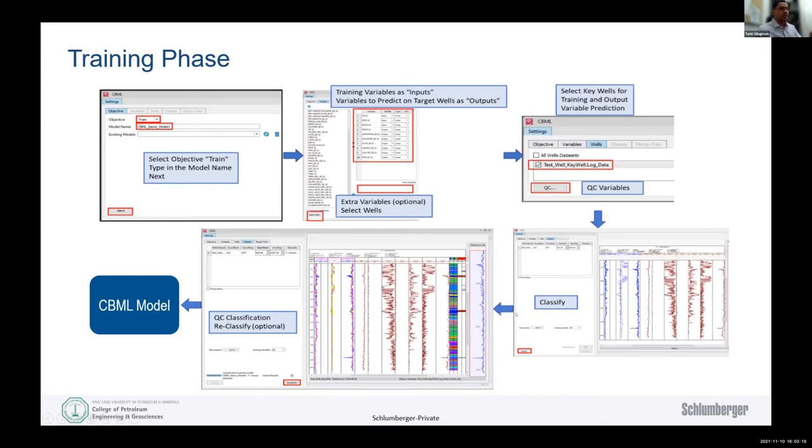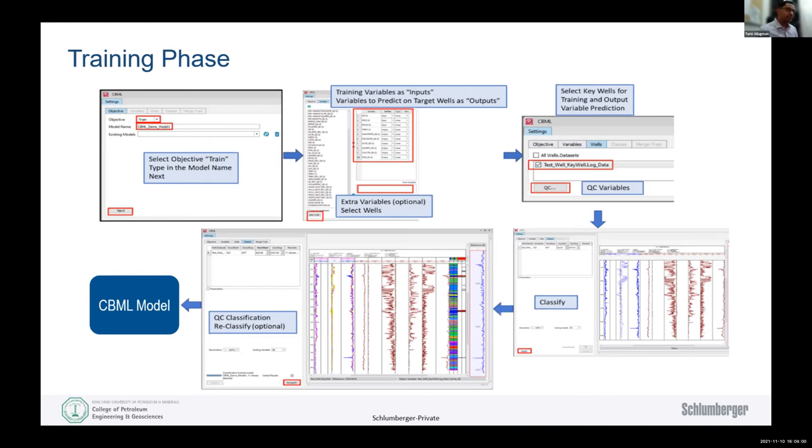Now, for this classification, these inputs and outputs go into a preset of defined algorithms in the CBML, where these algorithms, after they run, give us an outlier detection using one-class SVM. They classify the data based on the characteristics of the formation and the logs provided. And then we get a reconstruction of the inputs and a reconstruction of the outputs. There is a forward model that goes into the outputs, where they are reconstructed and can be compared to the actual outputs that we provided in the training well.